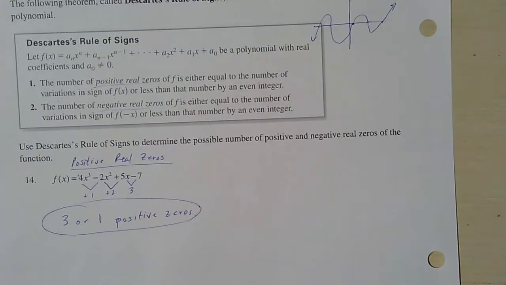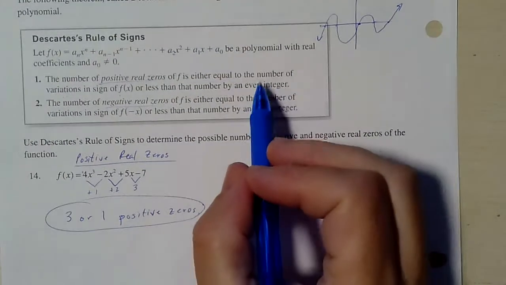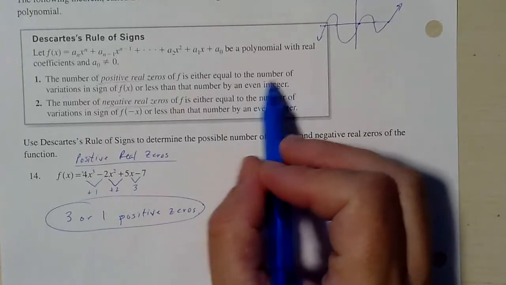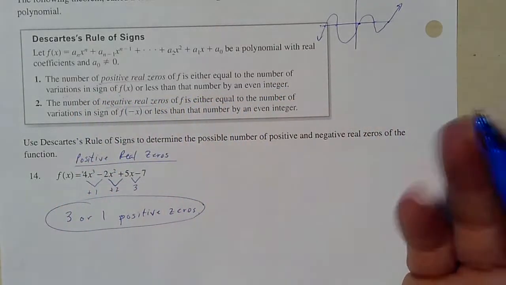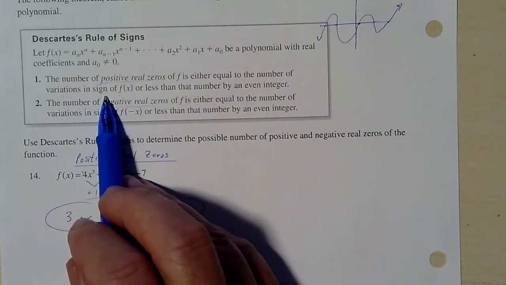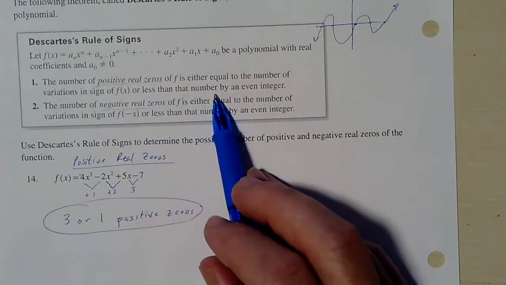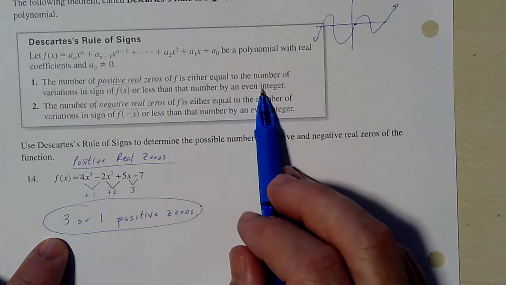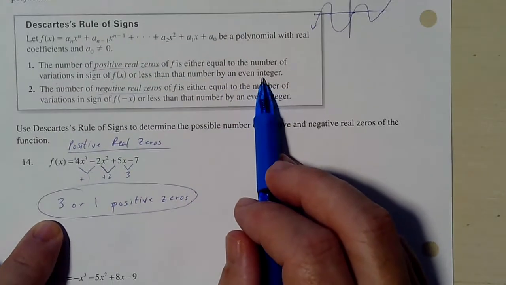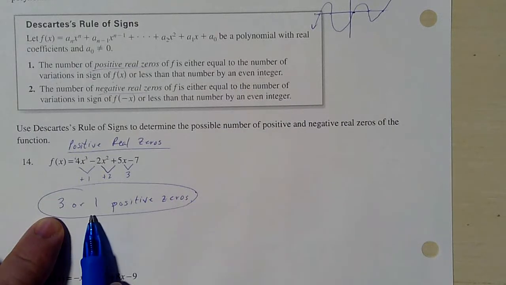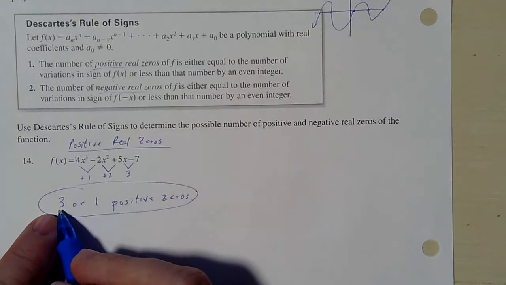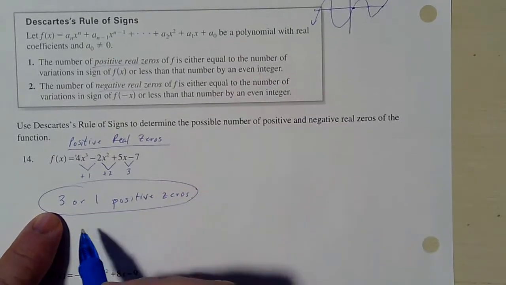Okay, you might be wondering, all right, where did he get the 1 from? This is a little sophisticated and they explain it kind of confusingly at times. But I take the number of sign changes or less than that number by an even integer. So I subtracted 2. Why didn't I subtract 4 or some other even integer? Because that'd be a negative. 3 take away 4 or 6, I'm at a negative number. It doesn't make sense for a quantity of zeros.